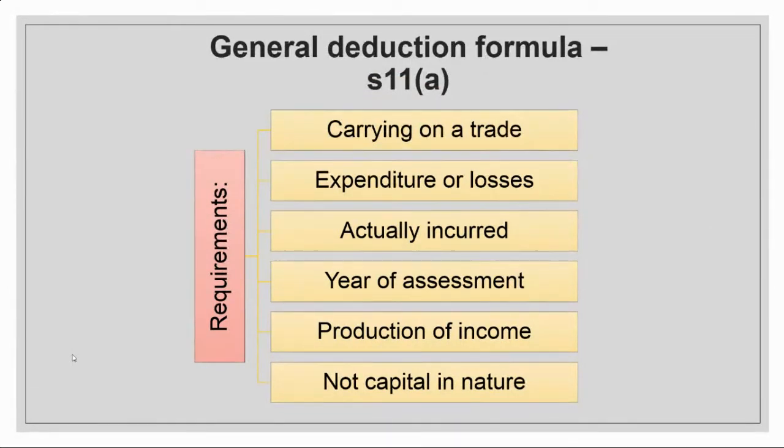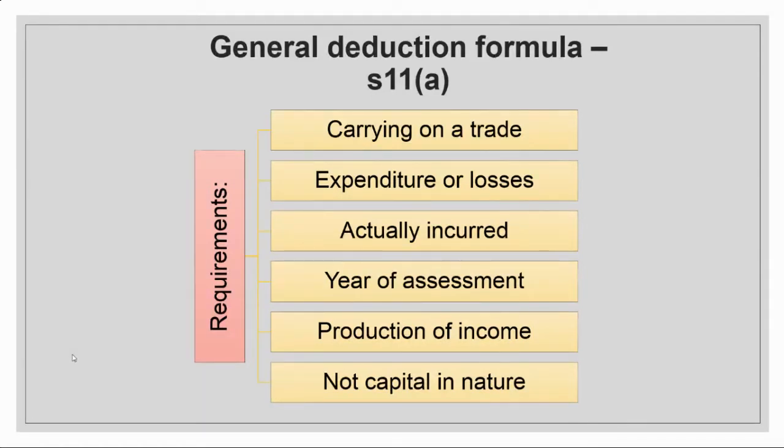Now, these items are what are discussed in your textbooks starting on page 164 up to, let's quickly see, 168. Okay, so in chapter 3. So the requirements for you to be able to deduct something in terms of section 11A is you need to be carrying on a trade. Now, your textbook does clarify what a trade is, so we're going to look at that as well shortly. So what is included in a trade, what is specifically excluded, then you need to have incurred expenditure or loss.